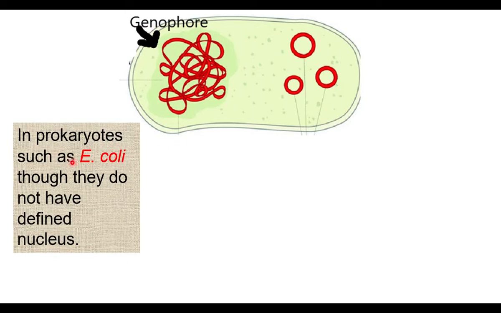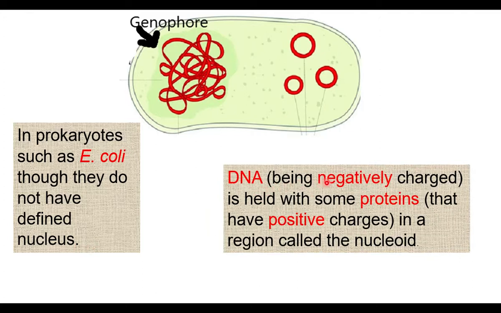In prokaryotes such as E. coli, though they do not have a defined nucleus, the DNA, being negatively charged, is held with some proteins that have positive charges in a region called the nucleoid. This region is called the nucleoid. The DNA combines with positively charged proteins to form a genophore. Here packaging is a simple process. In eukaryotes like plants and animals, the packaging is a complex process because they have long DNA.